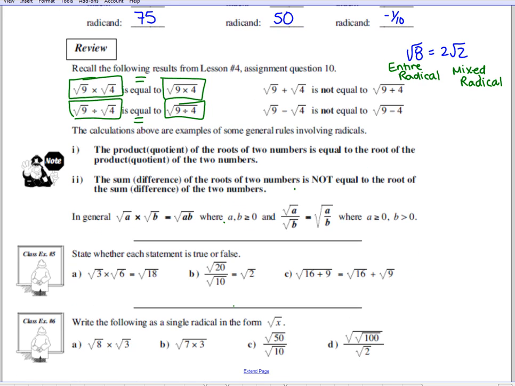And that's where everything we do in the next few days is based on those two properties: root A times root B is root AB, and root A divided by root B is the same thing as root A over B. Those are equal to each other. So we're going to say, is this true or not for each one of these?